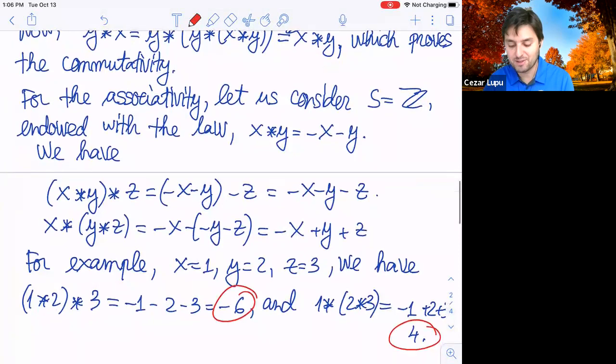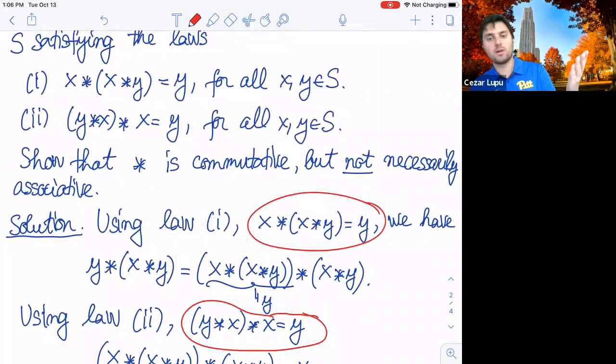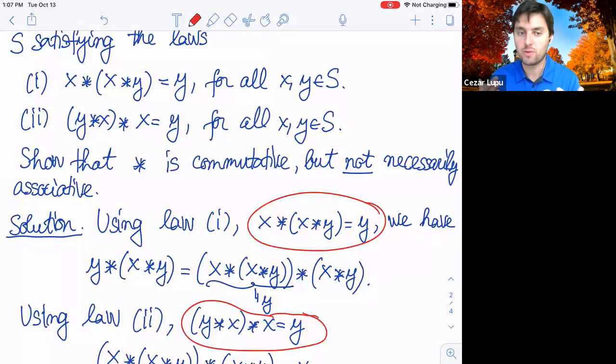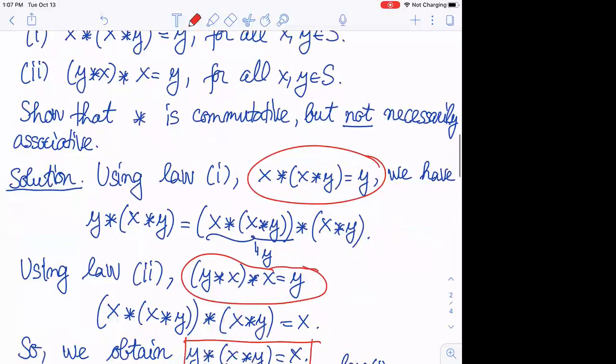Well, magic. This is how, when you try to prove, look at the statement of the problem. It says, show that this is commutative, but not necessarily associative. When you have this kind of question, you always think of a counterexample. When you want to show that this is commutative, you prove it, and this is what we did. Using those two laws, we proved it. But when it says this is not necessarily associative, okay, all right, so maybe I should just provide an example to show that it's not necessarily. And there you go.